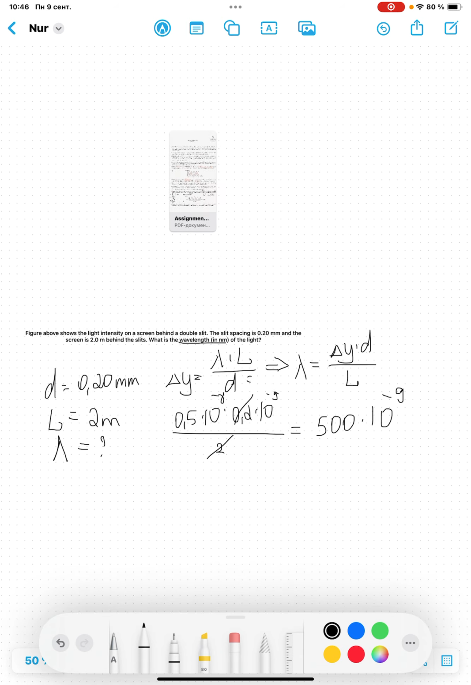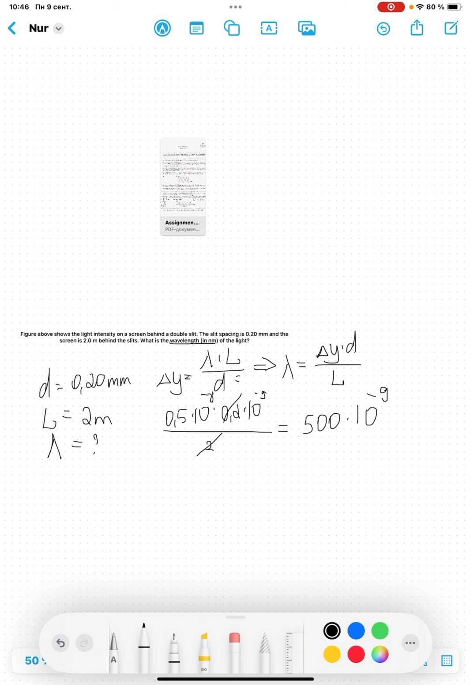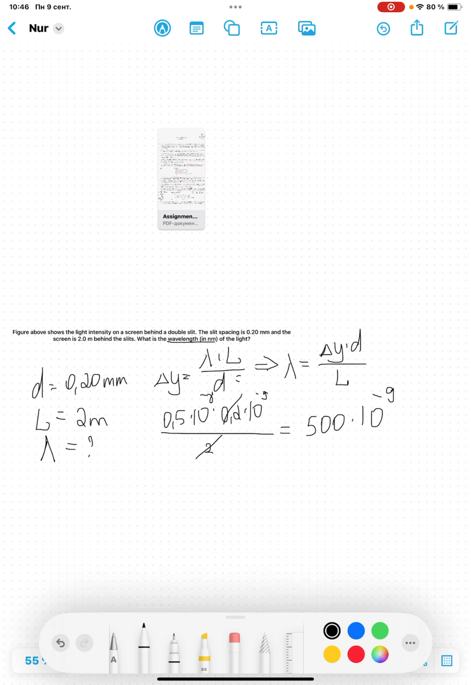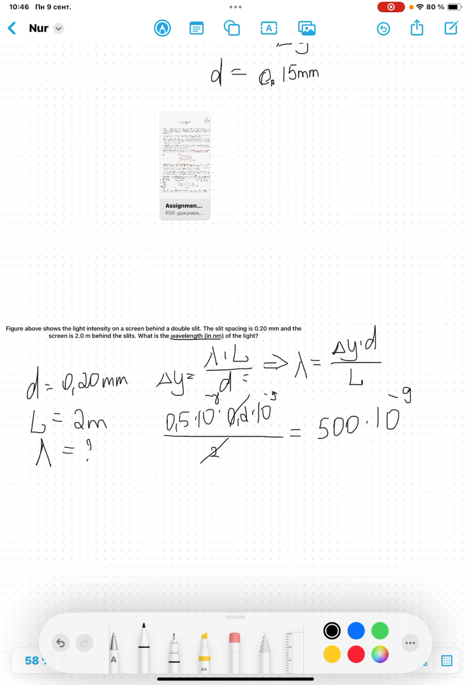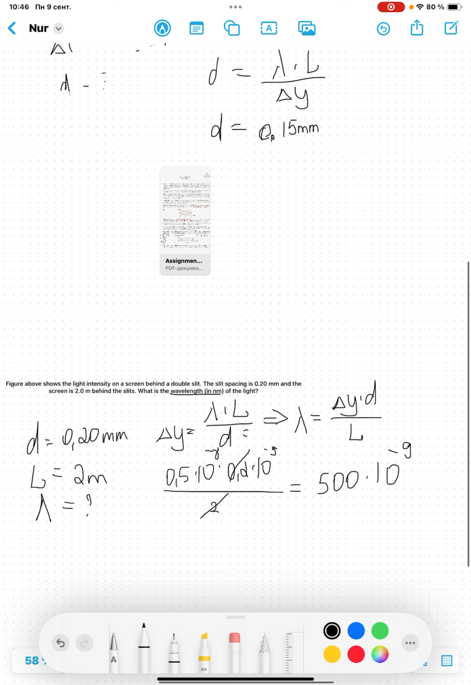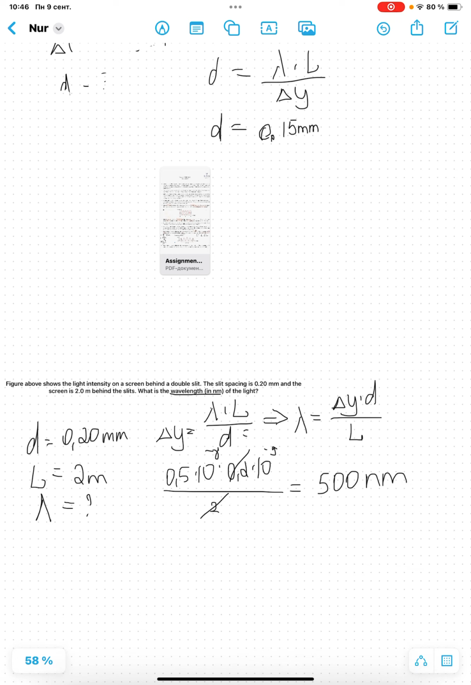Okay, I think that this is enough for today. Okay, and let's go to the next one, and here we must find it will be exactly nanometers. So this is the end of our exercise solving.